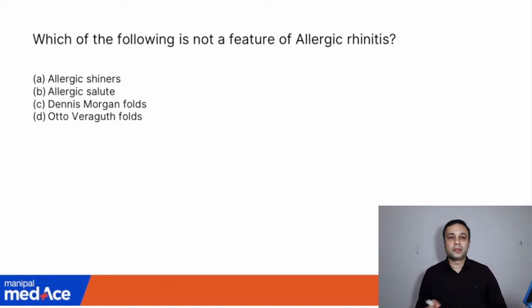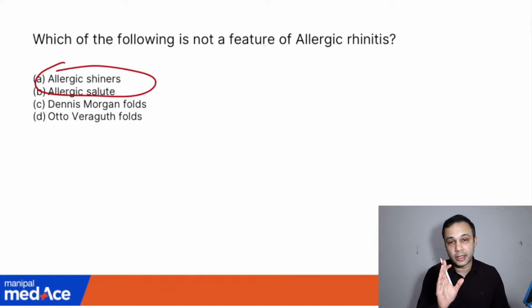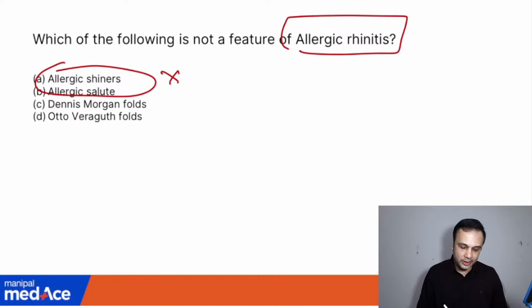Which of the following is not a feature of allergic rhinitis, right? So this question we have depicted in the form of a reel. We have depicted all the features here, except that some of us don't have allergic shiners or Dennie-Morgan folds, but definitely allergic salute we have shown in the reel as well. So which of the following is not a feature? 2 have got an allergic component. I'm not sure whether these were the right options, whether there was only shiners, whether there was only salute given, but definitely these 2 options are ruled out because allergic rhinitis has these 2 features.